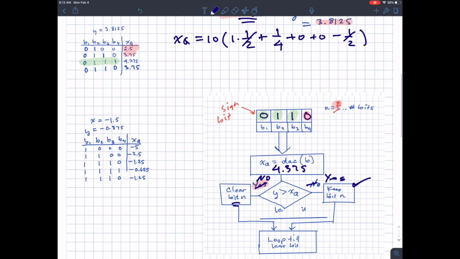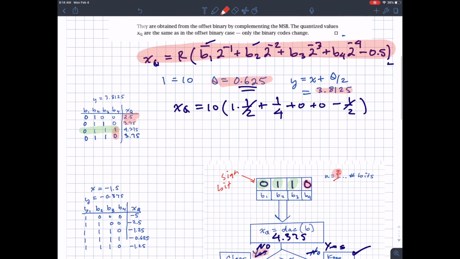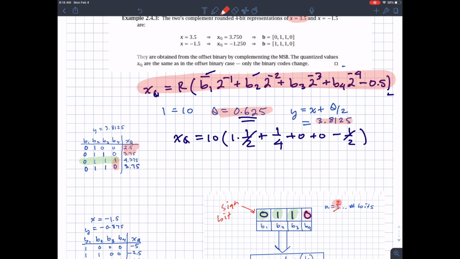At that point you stop. This would be flipped back, and the final answer is 0, 1, 1, 0 for quantizing the number 3.5.